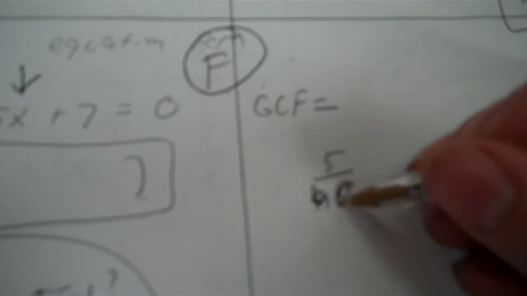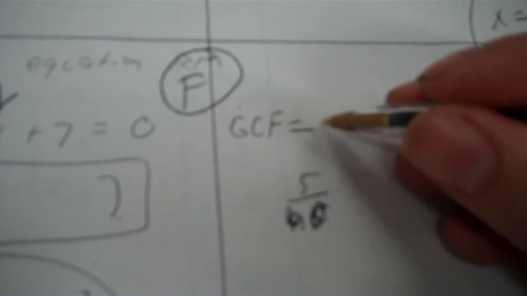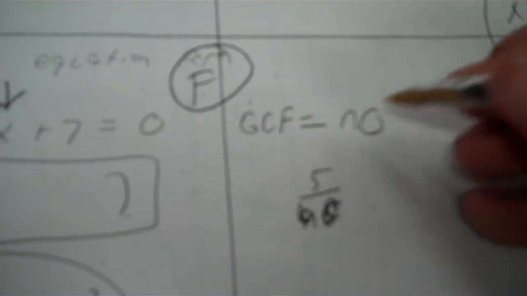GCF. You don't have the negative. You don't have x on everything. 5. 5 divided by 1 is 5, and that's it. You can't divide all of them by 5, and it's stupid just to put a 1 when there's nothing else there. So no.